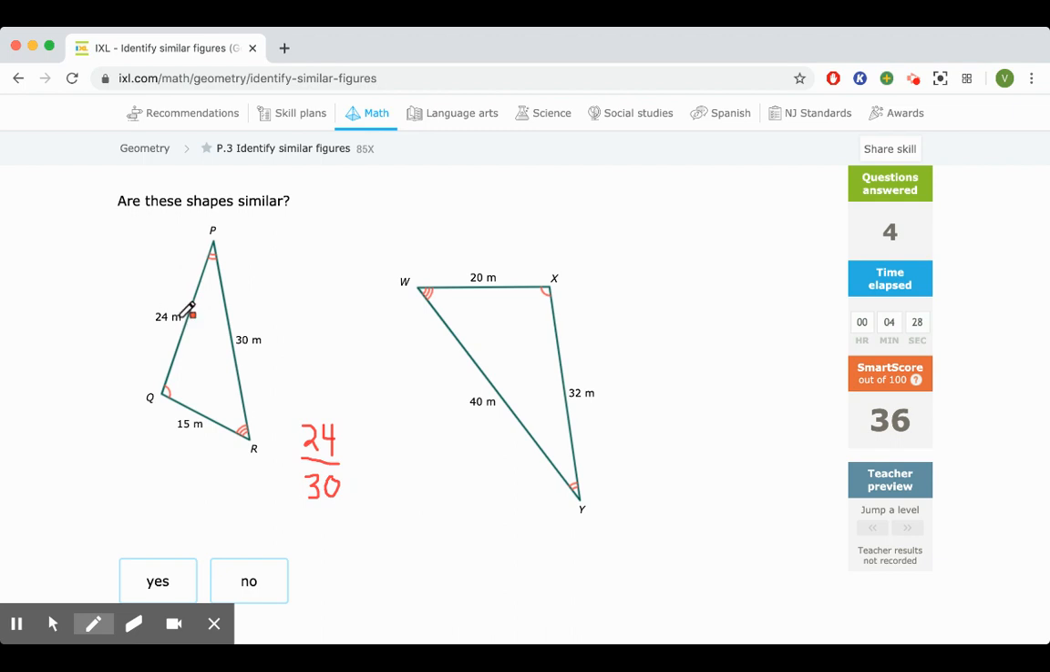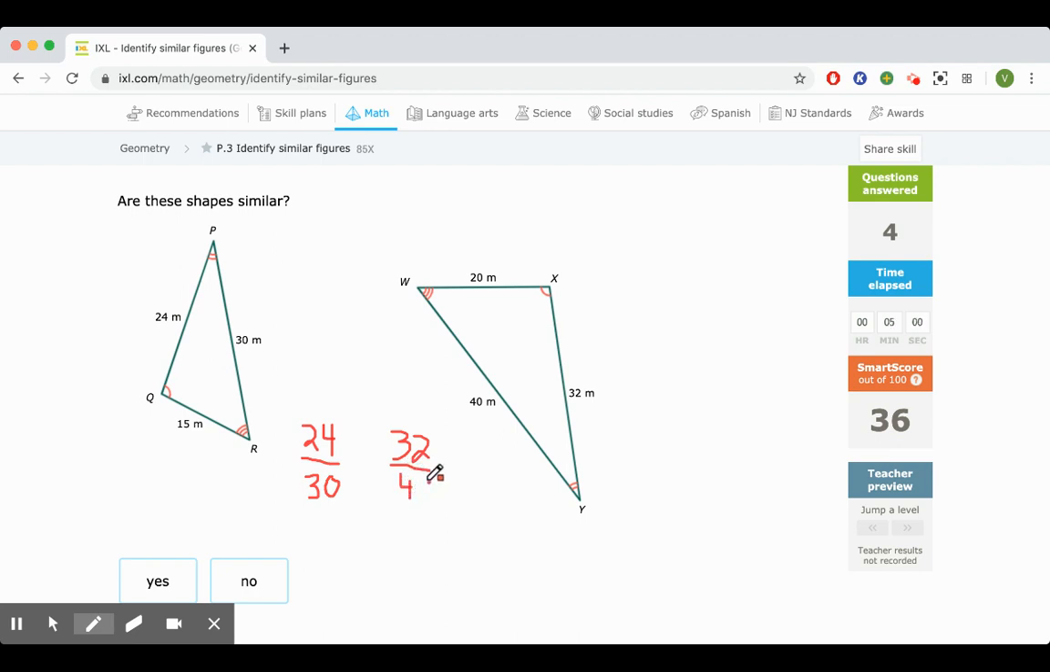Now 24 is the middle length here. It's not the shortest because there's 15. It's not the longest because there's 30. So that's like the middle side. So we have to find the middle side here. And it's 32. 20 is the shortest, 40 is the longest, so 32. Back to this triangle. 30 is the longest side, and the longest side here is 40.